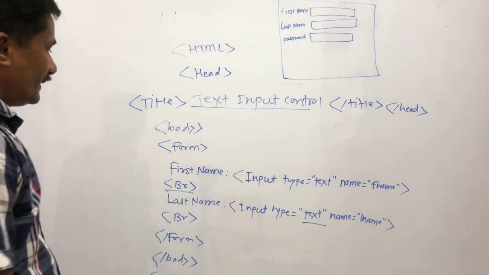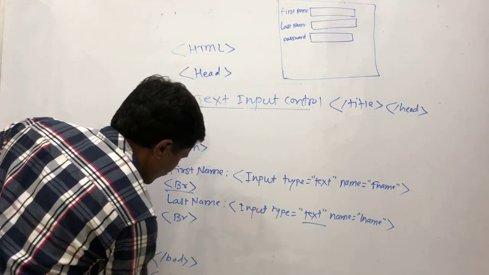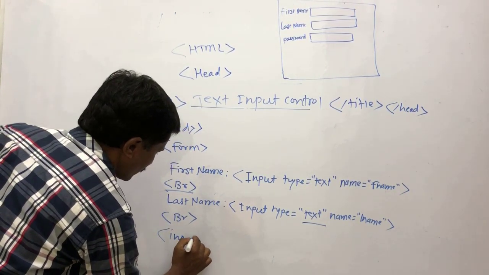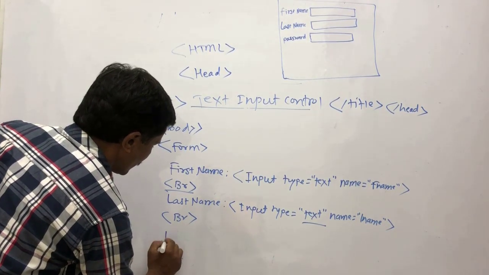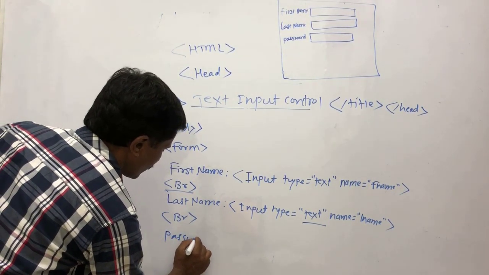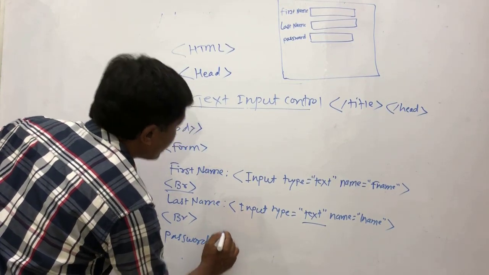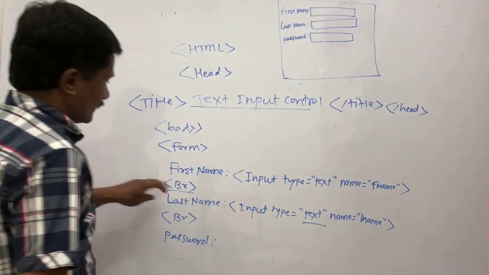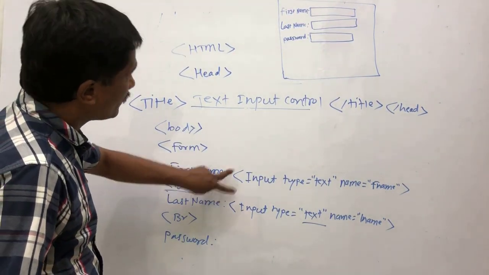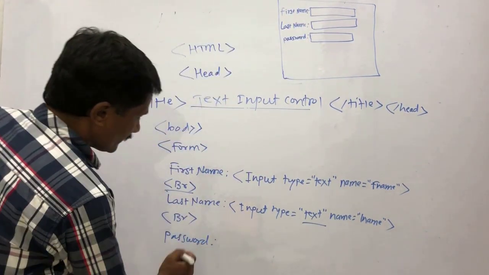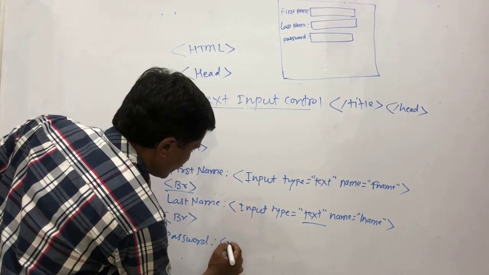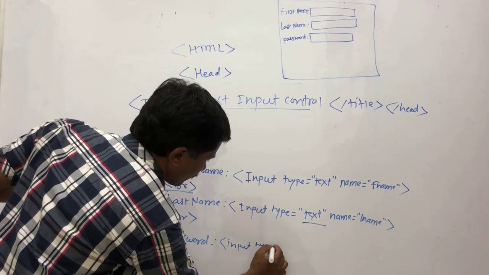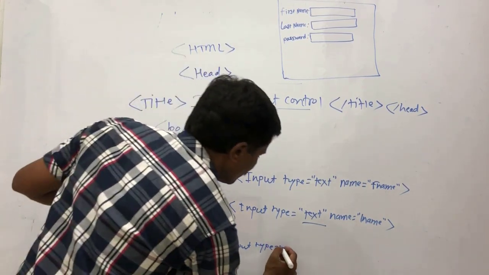Password. Then you can use here input. You can use here password. Then you can write here a colon is also displayed here. Then password input type is equal to password.